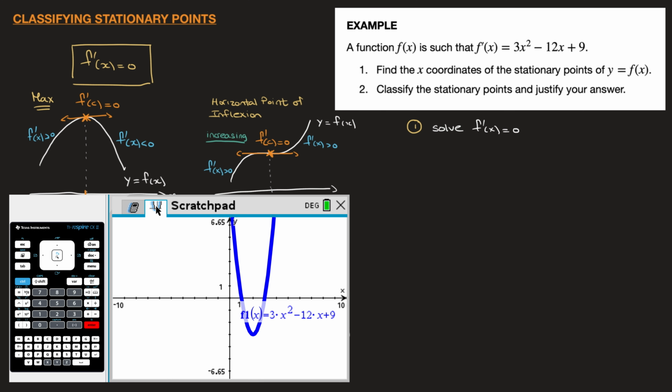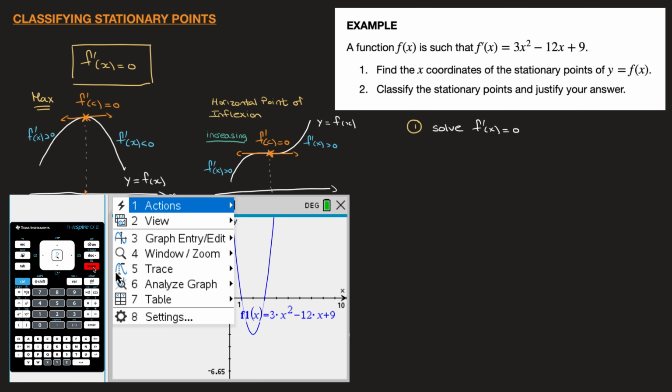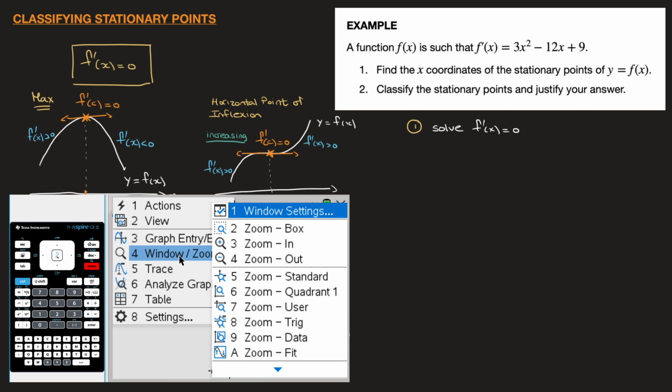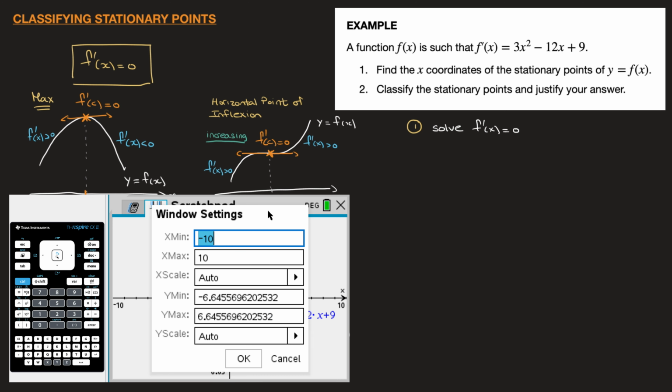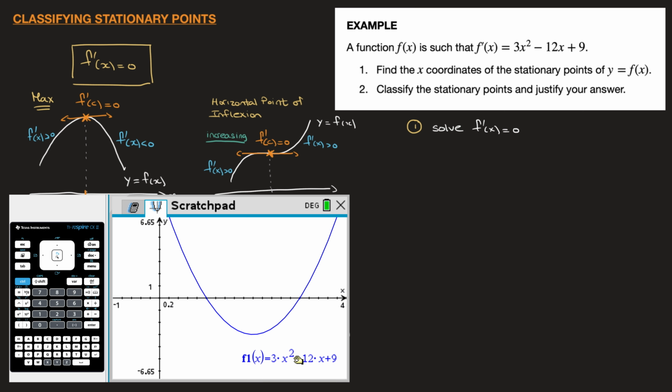Now looking at this, I can see there's a lot of wasted space on the screen here, so if I quickly readjust the window settings, I'll plot this graph from x between, say, -1 up to 4. So if I quickly do that, to adjust the window settings on this calculator, I click on Menu, followed by the fourth option, Window/Zoom, followed by the first option, Window Settings. I change my minimum x value to -1, and my maximum x value to 4. And that should do, and I'll click on OK. There we go, that's much, much better.